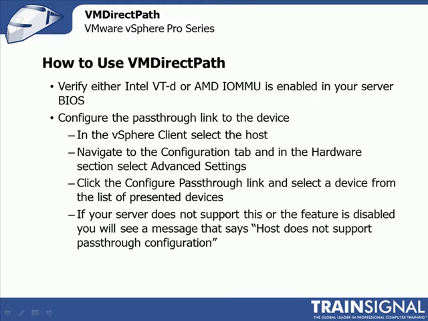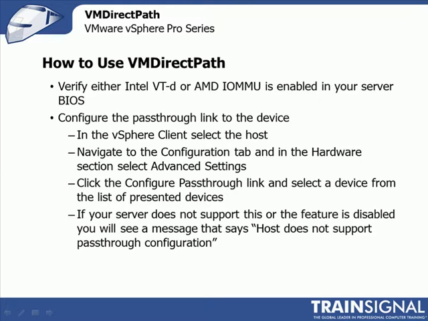Let's now take a look at how to use VM DirectPath. You should first verify that VT-D for Intel servers or IOMMU for AMD servers is enabled in the BIOS of the host server. It is not uncommon for this to be disabled by default. If you don't see the option to enable it in the BIOS, then there's a good chance that your server does not support it. You can check with your server vendor to confirm this. Sometimes a BIOS upgrade is needed to access this feature.